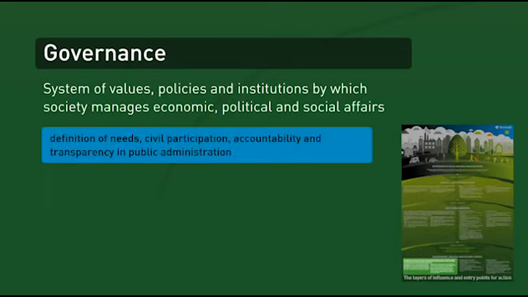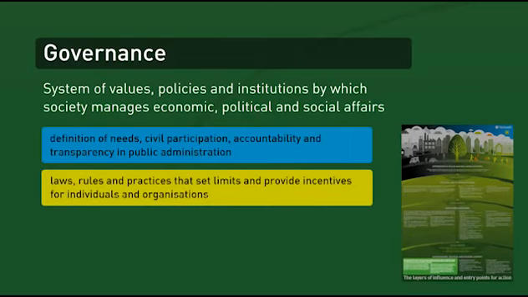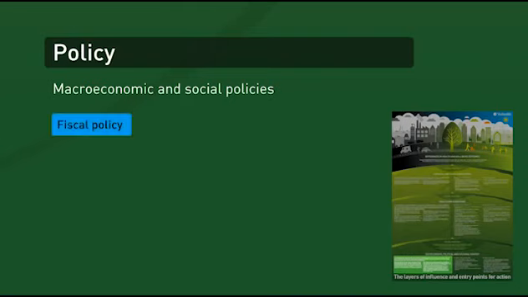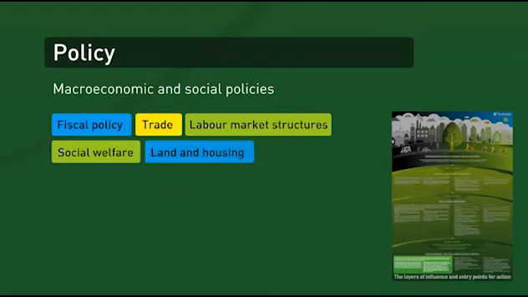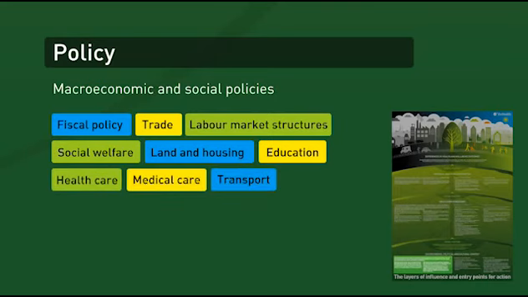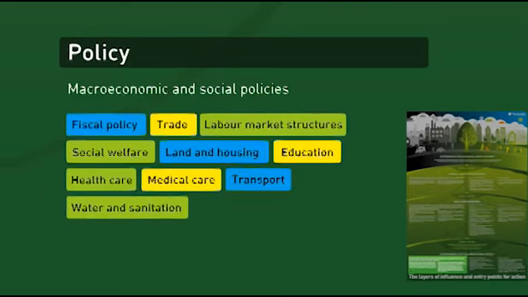It includes the definition of needs, civil participation, accountability, and transparency in public administration, and the laws, rules, and practices that set limits and provide incentives for individuals and organisations. Policy refers to macroeconomic and social policies, including fiscal policy, trade, labour market structures, social welfare, land and housing, education, health, medical care, transport, water and sanitation.